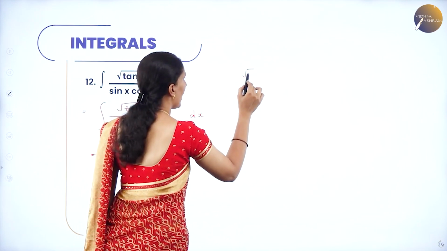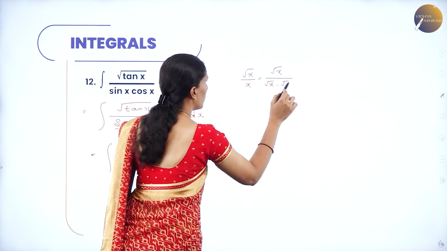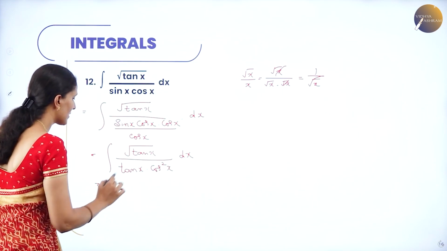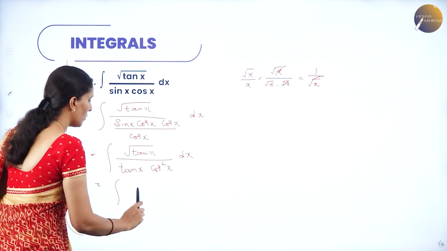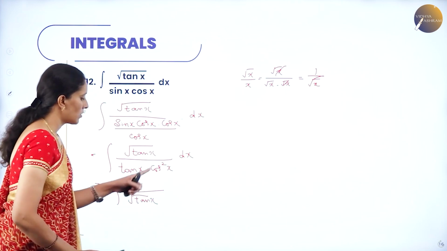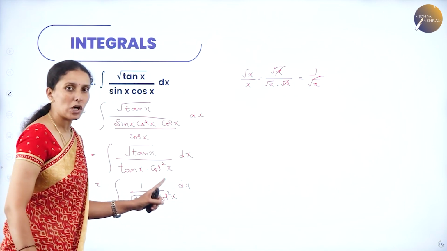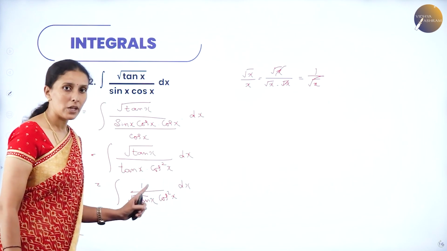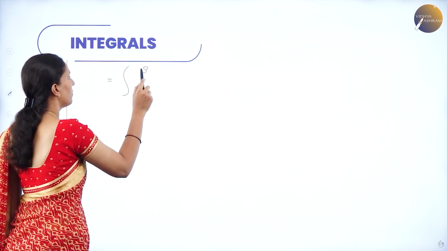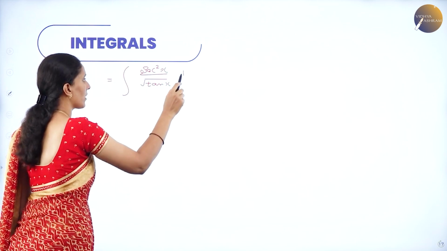So when you have anything like root x by x, this is nothing but x can be written as root x into root x. So it cancels. I can write it as 1 by root x. So therefore when you have root tan x by tan x, I can write this as 1 divided by root tan x. So here I have cos square x dx. What is 1 by cos x? It is secant x. So then 1 by cos square x can be written as secant square x. So therefore this becomes integral of secant square x divided by root tan x into dx.